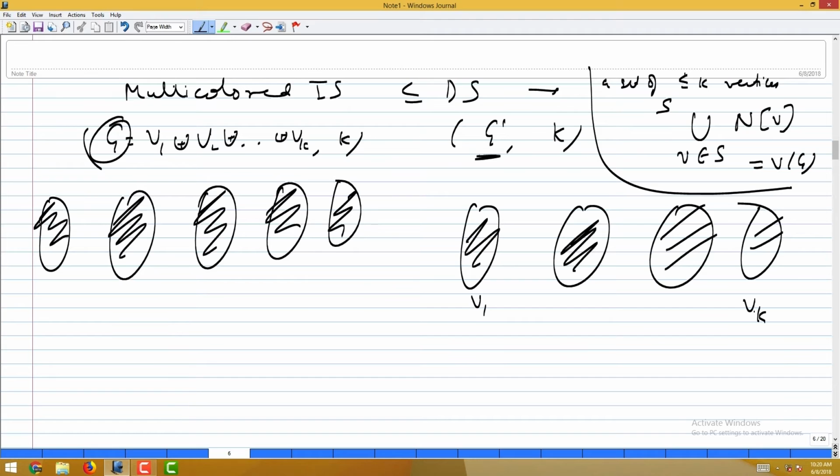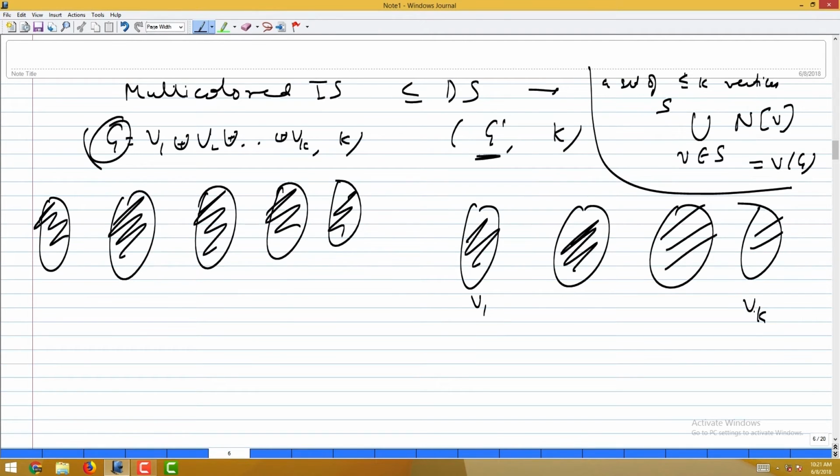But let's look at the backward direction. So suppose you give me a dominating set in G prime, I should be able to give you a multicolored independent set in G, right? So can I always do that? If you give me some dominating set in G prime, and G prime right now is the same as G, then, or in other words, when is it that if I give you a dominating set of size at most k, that might not correspond to a multicolored independent set in G? When can that happen?